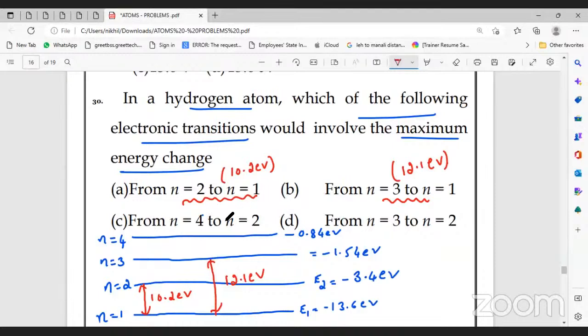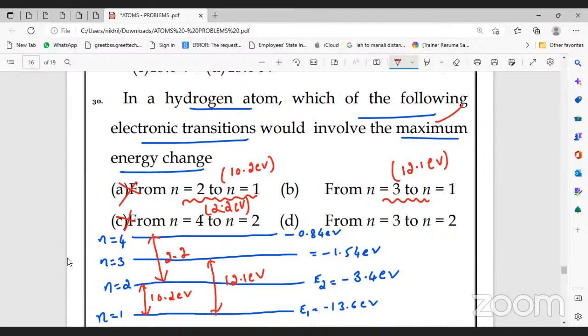What is the energy gap from 4 to 2? This is the 4 to 2 gap. That is 3.4 minus 0.84, which is close to 2.2. This is 2.2, which is very less. This is not possible because they are involving a maximum between 10.2 and 12.1. Even A is ruled out.